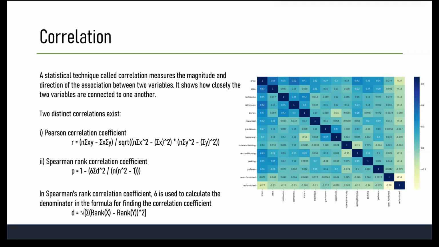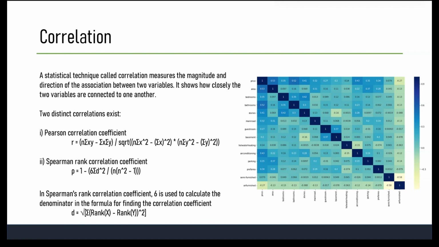So the formula of Pearson correlation coefficient you can see here. It's r equal to n sigma xy minus sigma x sigma y, divided by square root of n sigma x square minus (sigma x) square, into n sigma y square minus (sigma y) square. Where r is the Pearson correlation coefficient, n is the number of observations, sigma xy is the sum of product of x and y, sigma x and sigma y are the sum of x and y respectively. Sigma x square and sigma y square are the sum of squares of x and y respectively.